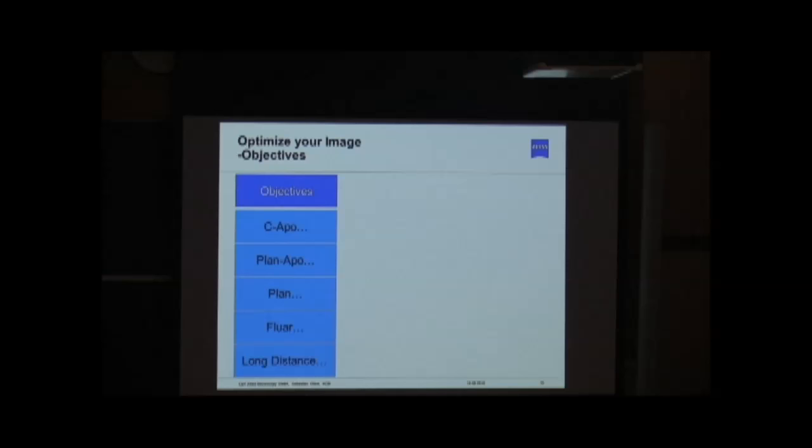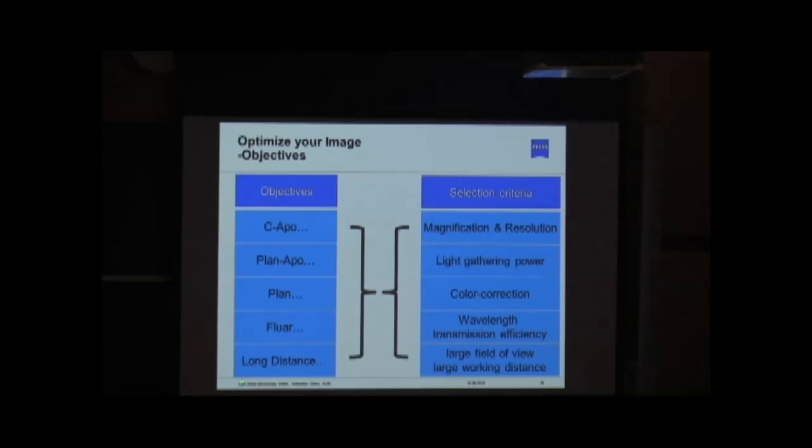Okay, let's talk a little bit about the objective, and actually only a little bit, because some of you already attended a lecture given by me about 4 weeks ago, and you can read up much about microscope objectives. You go onto our webpage and take a look at this presentation. The only thing that I would like to mention is that the selection criteria for the objectives should be based on the magnification and resolution that you want to have, the light gathering power that you need, a color correction in case you work with multiple colors and you want to do some colocalization studies, pay attention to the wavelength transmission efficiency, and large field of view, large working distance in case you want to capture a large area of your sample. And basically, all that kind of information you can find on our Zeiss homepage, where we have some objective guideline or guide that you can just look up and try to see what parameters you are interested in.